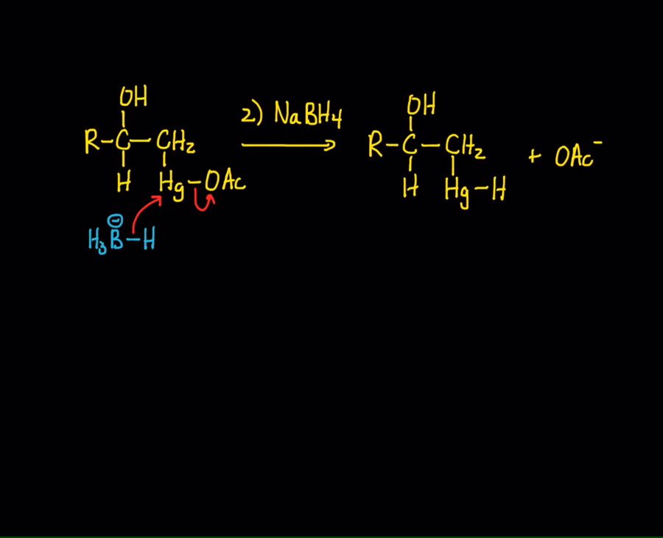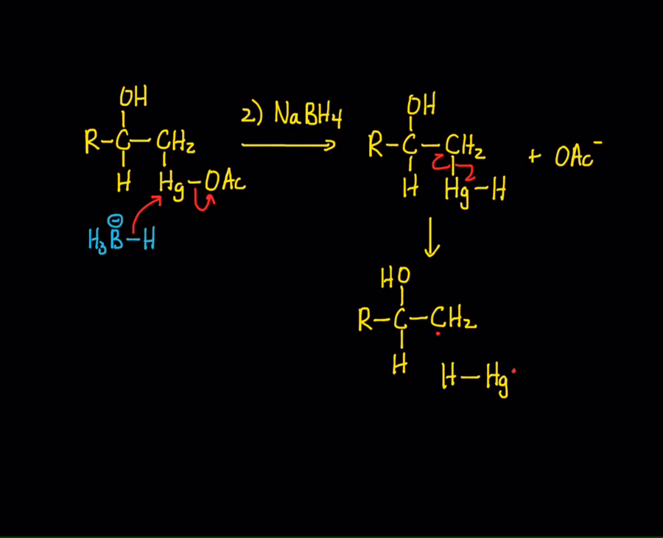Now the alkyl mercury hydride is relatively unstable, and it undergoes a homolytic dissociation. One electron goes to the carbon, one electron goes to the mercury. The result is that I form an alkyl radical, and now the mercury has one unpaired electron.